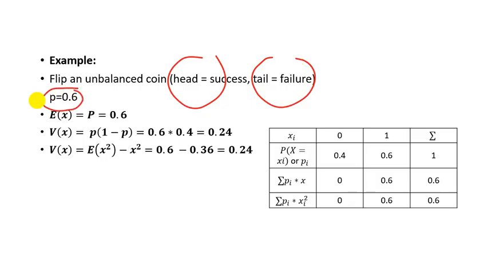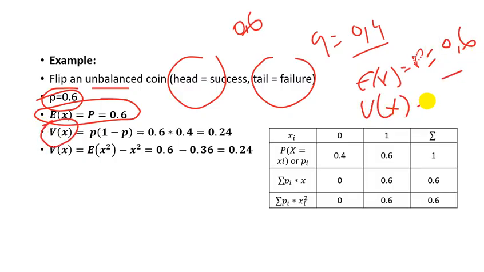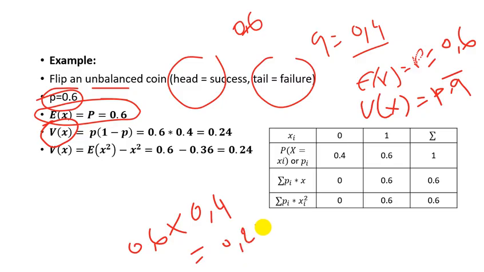Since here it's unbalanced, p is different from q. If p is 0.6, q is 1 minus 0.6, so it is 0.4. How do we find the expected value? We said the expected value is the same as p, so it is 0.6. And what about the variance? We said Vx is p times q, which is 0.6 times 0.4, so we get 0.24.